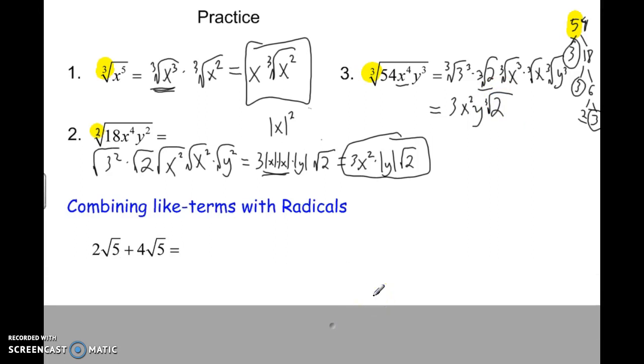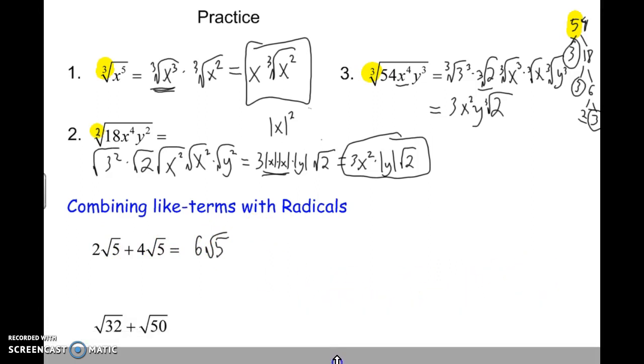So we can combine some like terms with radicals. Like in this one, this would be 6 root 5. It's kind of like saying 2x plus 3x. As long as the radicand, it's called, inside of there matches and the root matches, then we can add those like terms. So it works out really nicely there.